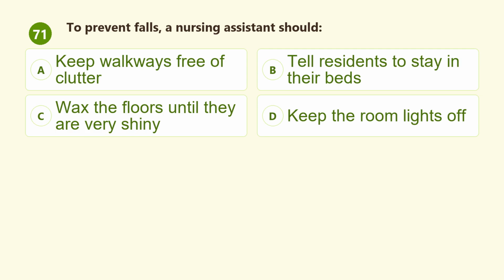Question 71. To prevent falls, a nursing assistant should: option A, keep walkways free of clutter, option B, tell residents to stay in their beds, option C, wax the floors until they are very shiny, option D, keep the room lights off.